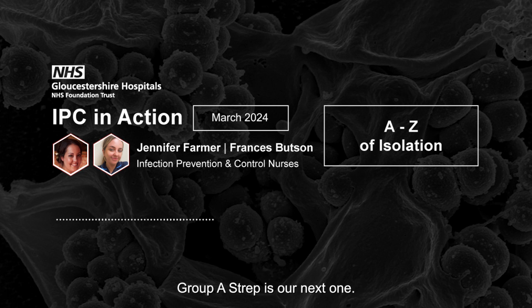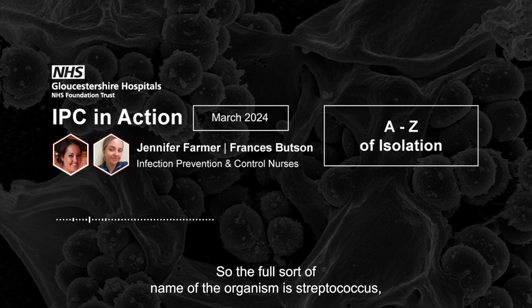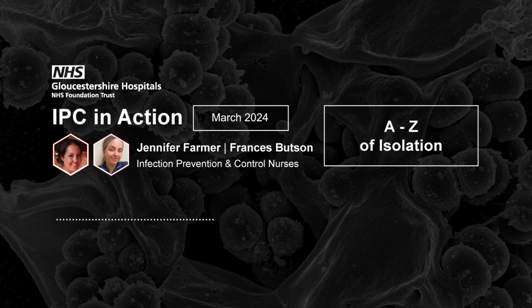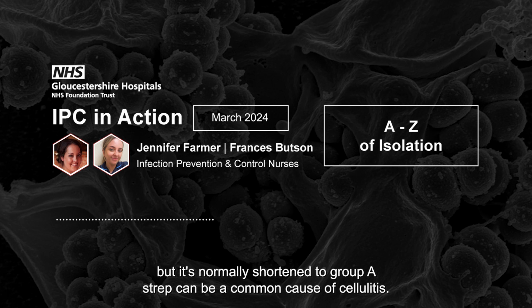Group A strep is our next one. The full name of the organism is Streptococcus, but it's normally shortened to Group A strep. Can be a common cause of cellulitis.